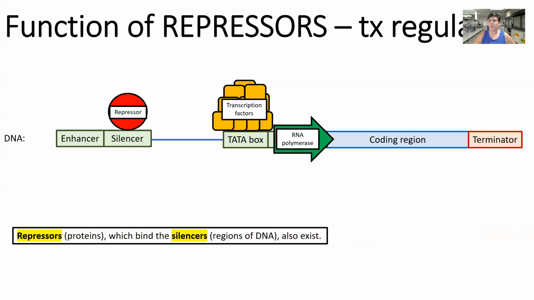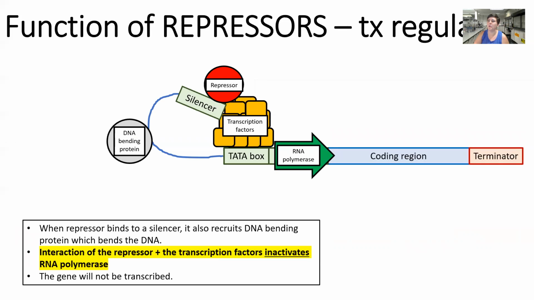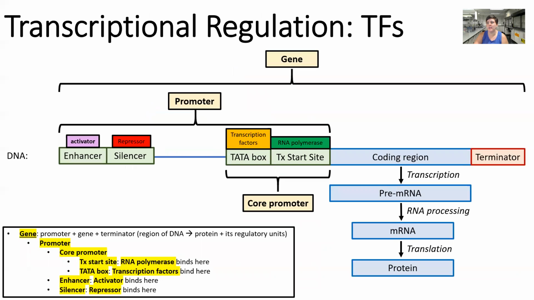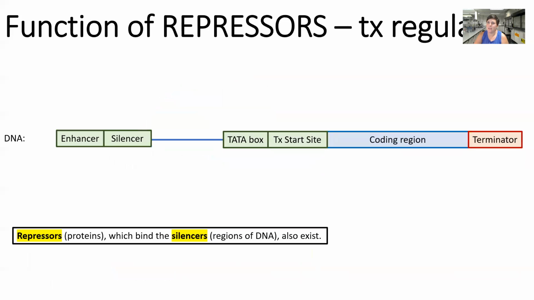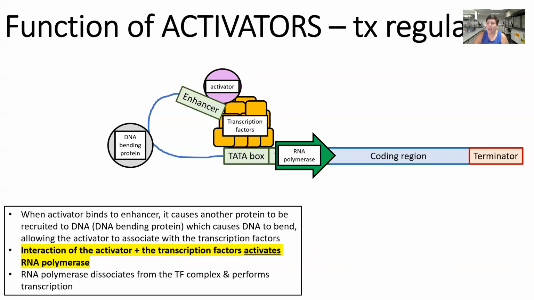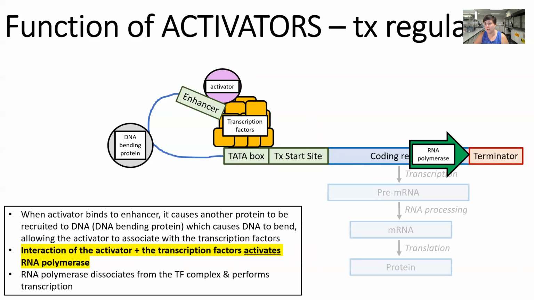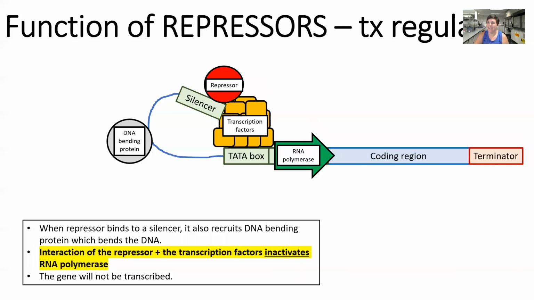Instead of binding to the enhancer, it binds to a silencer, which is just another region in the DNA, and recruits that DNA binding protein. But when the repressor associates with the transcription factors, RNA polymerase is not released and it is stopped. This means that we will not get transcription of that gene. So basically that gene is turned off. Essentially, you can think about this as activators turning on transcription and repressors turning off transcription.